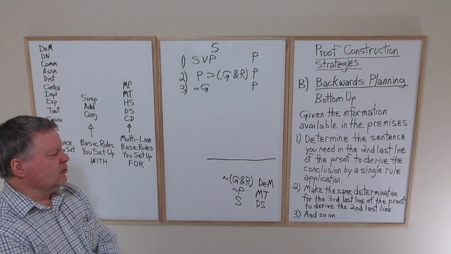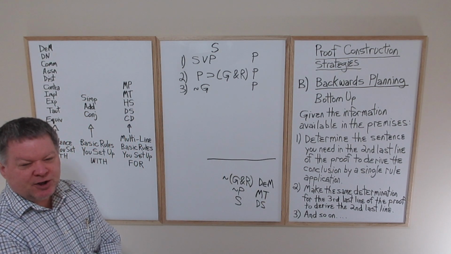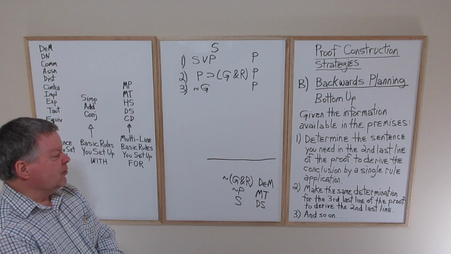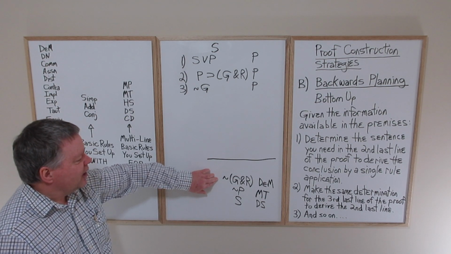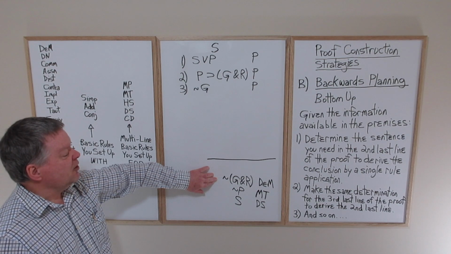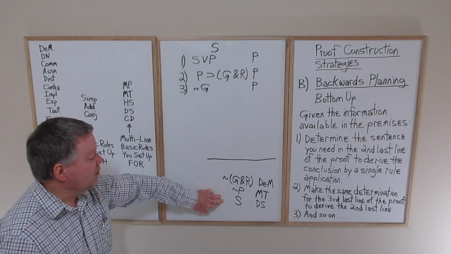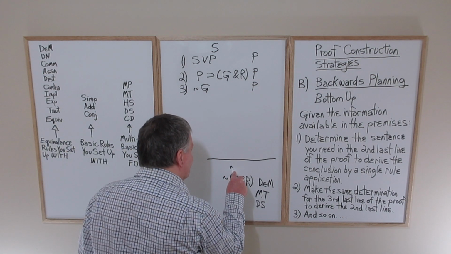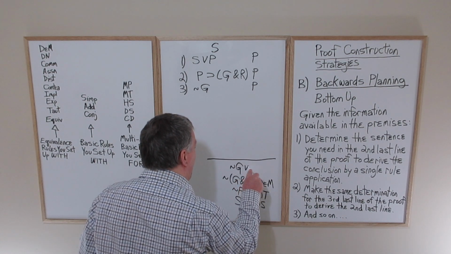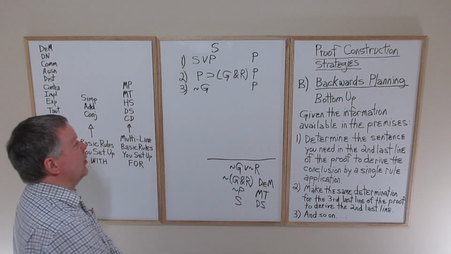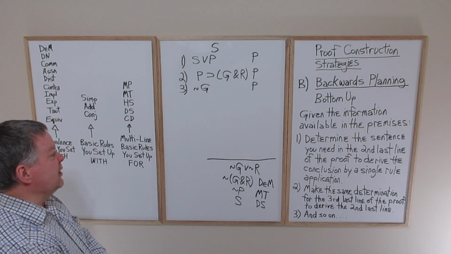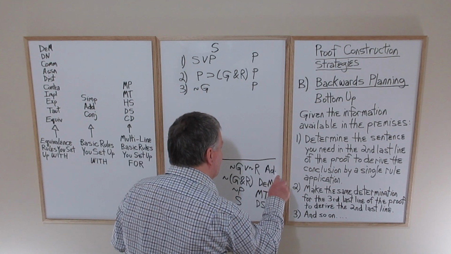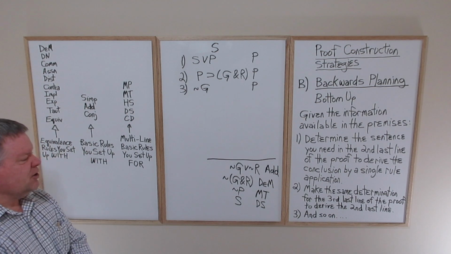by De Morgan's. Then we ask ourselves the question again, what would we need as the fourth last line of the proof in order to get tilde G and R by De Morgan's? Because once we get that, we can get tilde P by modus tollens and get our conclusion by disjunctive syllogism. We would need the disjunction tilde G or tilde R. We look at our premises again. We've got tilde G, so the way to get tilde G or tilde R is just by addition.